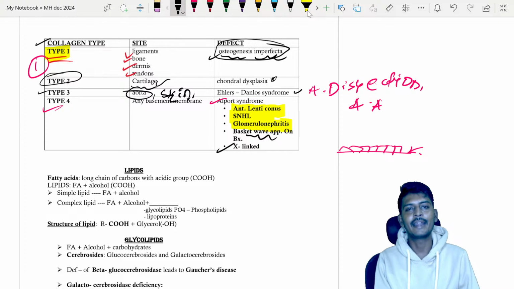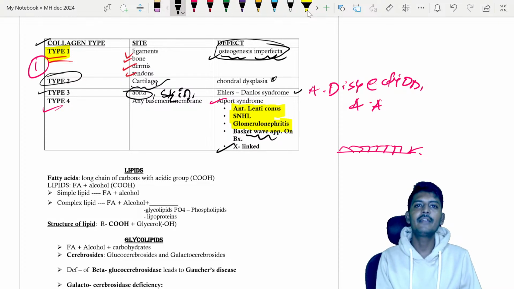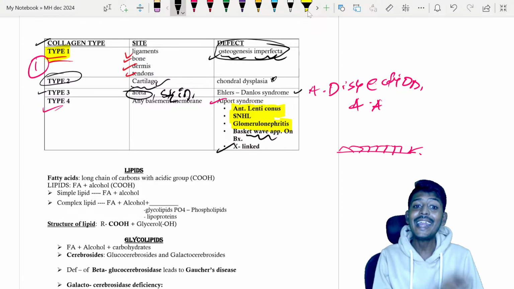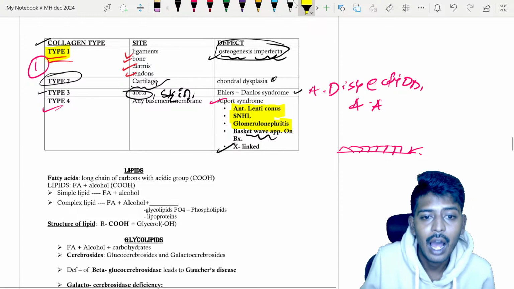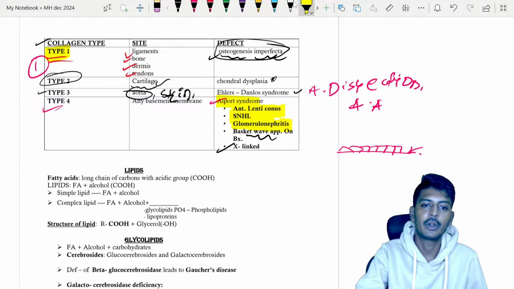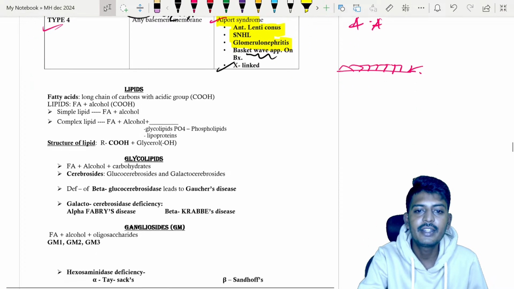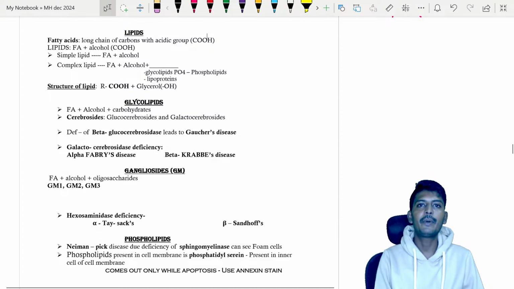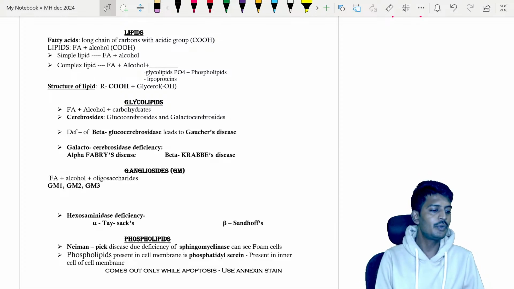It can be both recessive and dominant, but predominantly we tend to find X-linked recessive disease. Which one? Alport syndrome. So that completes our protein related discussion. In the proteins part, the main important protein is your collagen.